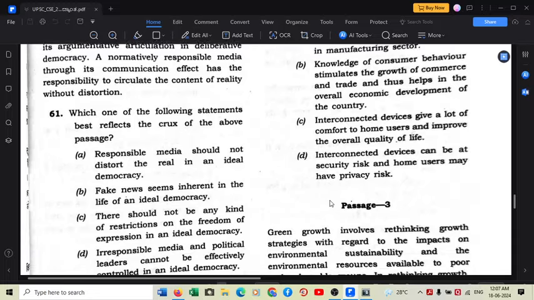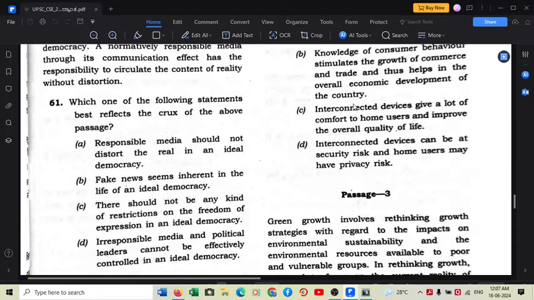So let us see what the author is asking. The question is about the crux of the above passage. Option A, responsible media should not distort the real in an ideal democracy. Definitely, this is the last line. Let us look at the other statements. Option B, fake news seems inherent in the life of an ideal democracy. No, fake news is not inherent.